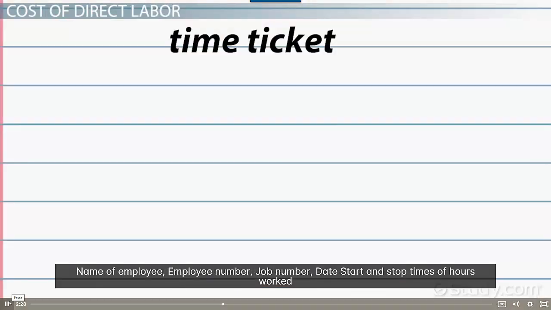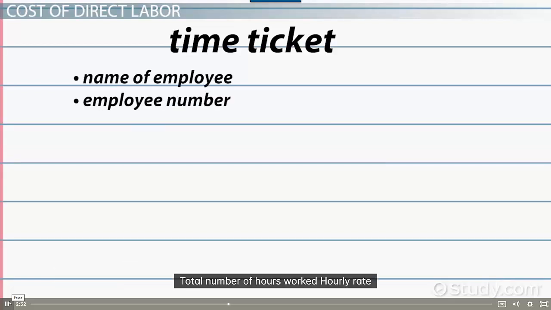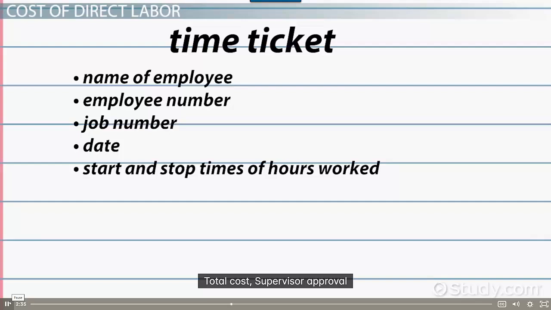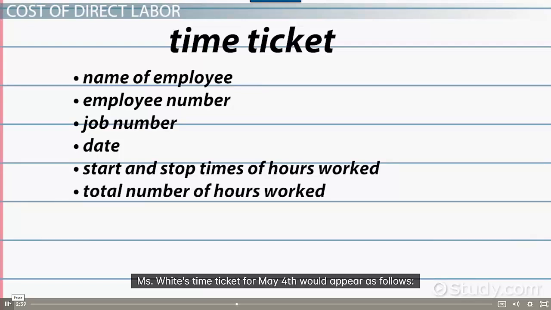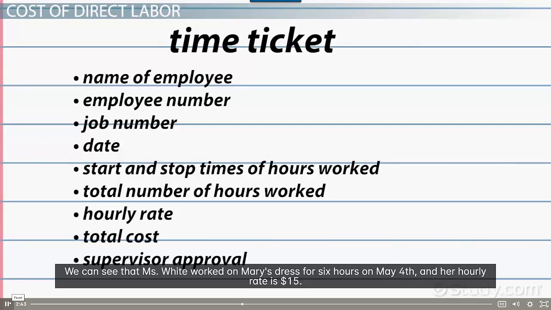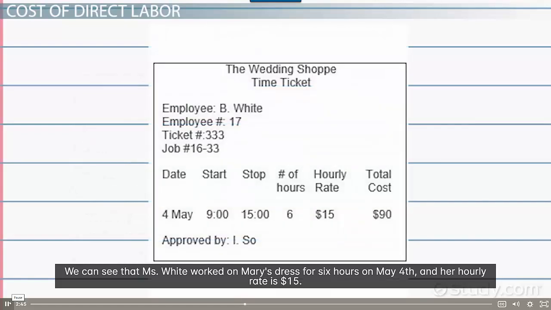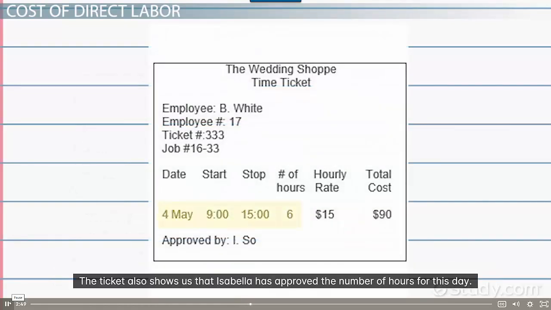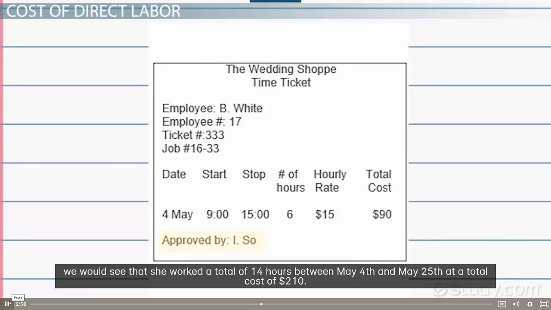The time ticket contains the following information: name of employee, employee number, job number, date, start and stop times of hours worked, total number of hours worked, hourly rate, total cost, and supervisor approval. Miss White's time ticket for May 4th would appear as follows. We can see that Miss White worked on Mary's dress for 6 hours on May 4th, and her hourly rate is $15. The ticket also shows us that Isabella has approved the number of hours for this day.